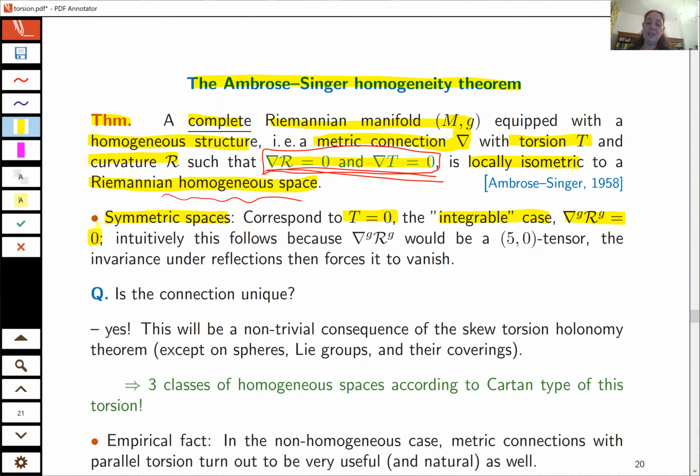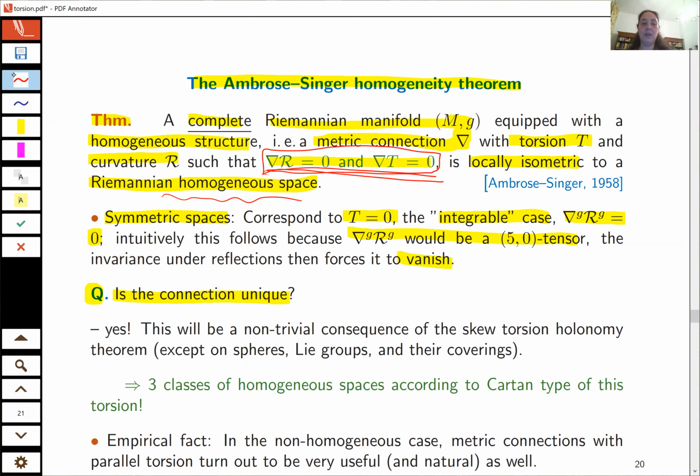prove that this had actually to be a tensor with a certain antisymmetry property. And then you realize algebraically that the only algebraic tensor which would satisfy this antisymmetry property is a 0 tensor, and therefore it's 0. That's how the two are related approximately. But so we see existence of connections with good properties satisfying certain equations measures whether my manifold is homogeneous. Obvious question, is this connection unique? And the answer is yes, in a non-trivial way.